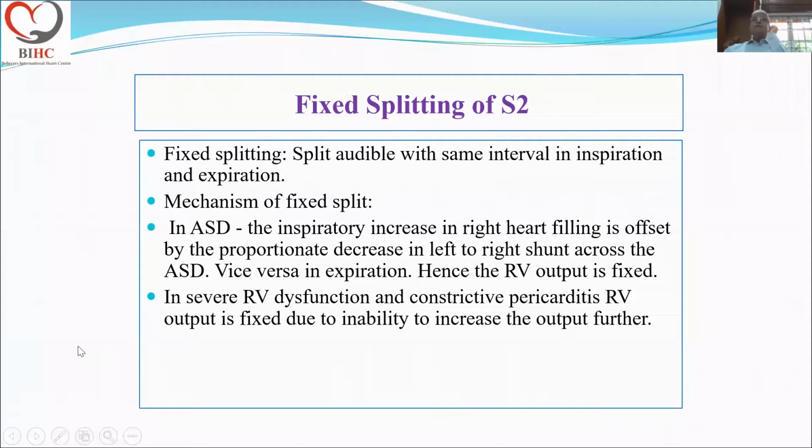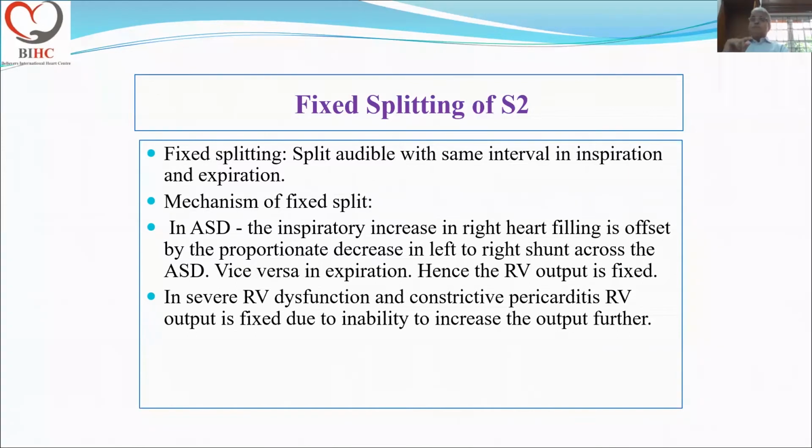Why is it fixed? The split is fixed means even though the split is wide, what the RV is ejecting is the same in inspiration and expiration. That is why the split is not varying. Now, why is it that the RV is ejecting the same volume in inspiration and expiration? That is where the ASD physiology comes. In inspiration, the RV should receive a larger volume from the venous return. Fair enough. But then in inspiration, the ASD shunts less as the RA is filled. Therefore, the left to right shunt is less during inspiration.